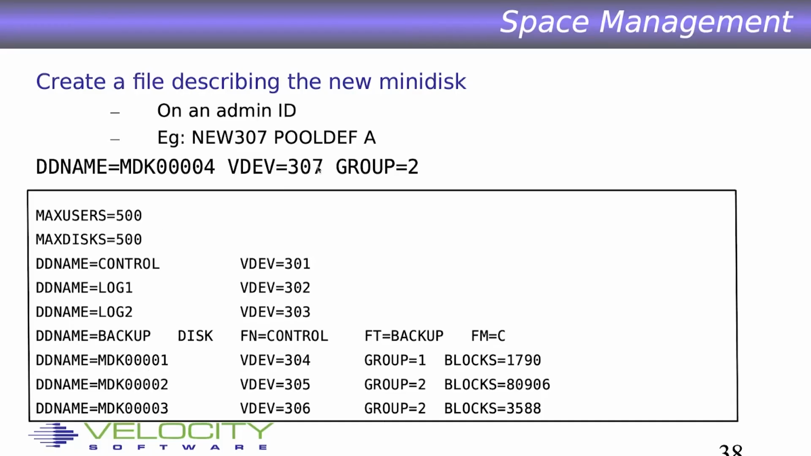The virtual device number is 307. That's the device number we added to the directory entry for the file pool, and we're going to make it group 2. So group 2 is going to be expanded in this case. We have 2 group 2 minidisks. We're going to create a third one.